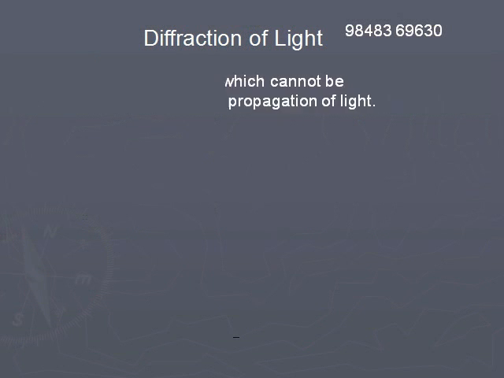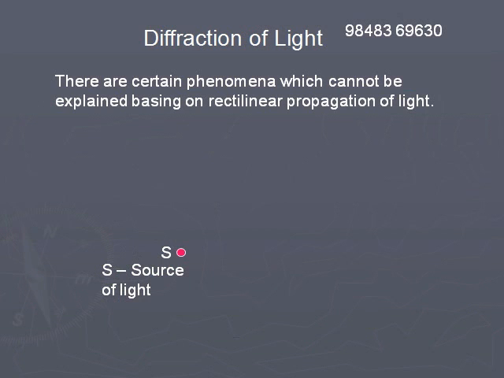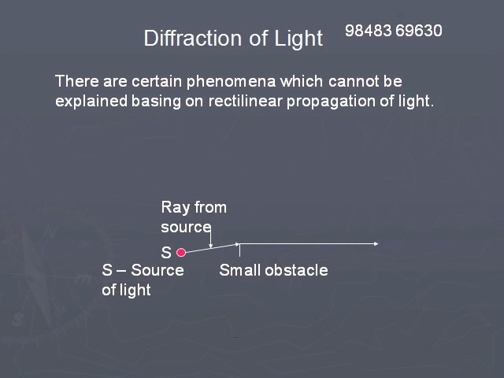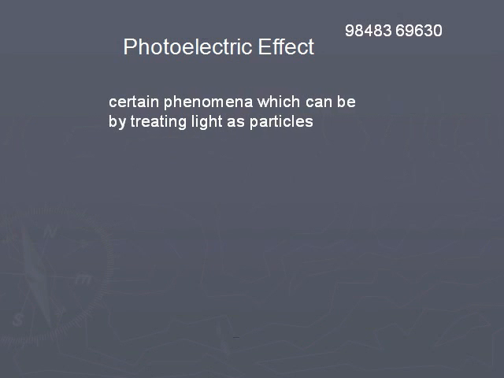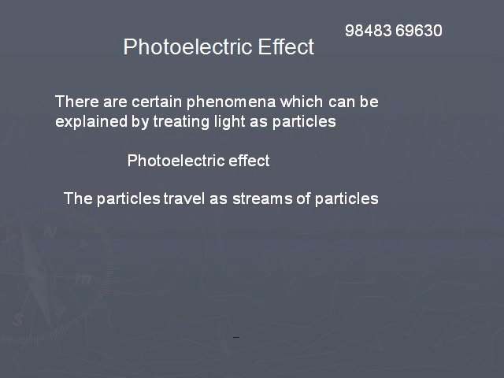There are some phenomena which cannot be explained based on rectilinear propagation of light. We can explain such phenomena by treating bending of light, and this is explained under the phenomenon of diffraction. There are some other phenomena which can be explained by treating light as particles, like the photoelectric effect. We explain the photoelectric effect by treating light as though it is composed of particles, traveling as streams of particles, and this is the particle nature of light.